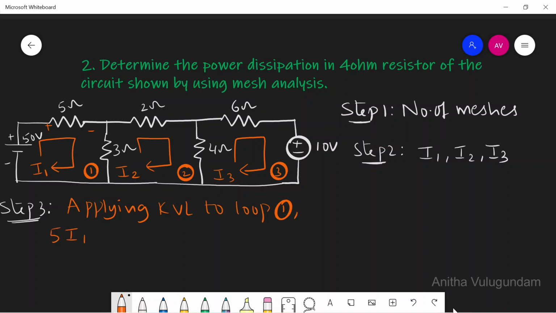5I1. In the 3 ohm resistor, two currents are flowing, I1 and I2, in reverse direction. So we can write the voltage drop across 3 ohms as 3 into (I1 minus I2) equal to 50. So I can rewrite this equation as 8I1 minus 3I2 equal to 50. Let this be equation number 1.